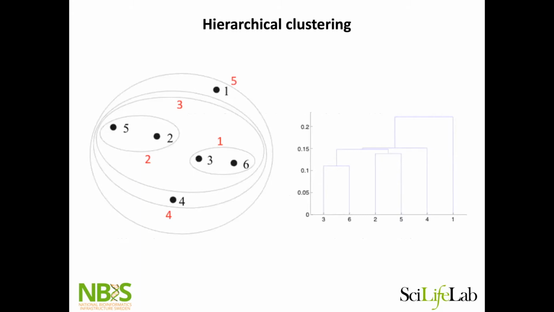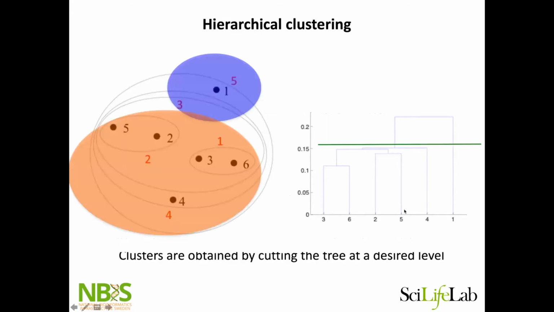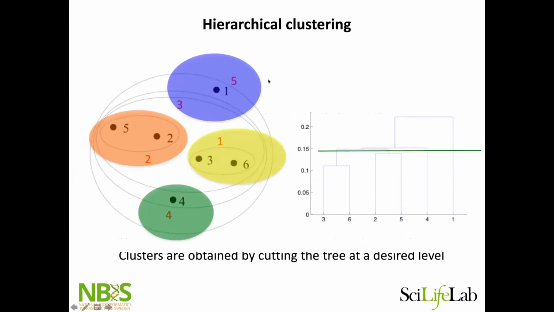So here is a super simple example with 6 samples where you end up with a dendrogram. Then you have to decide where in the dendrogram you split. If we split here, we end up with 2 clusters with just one single sample in the cluster. But if we split here, we end up with 4 clusters. So once you have the dendrogram, you can decide on how many clusters you want and create the split.